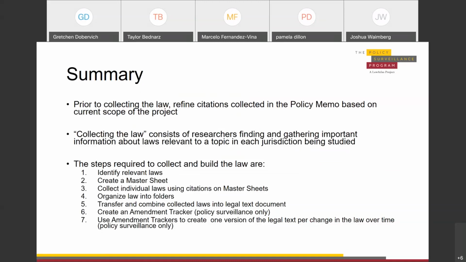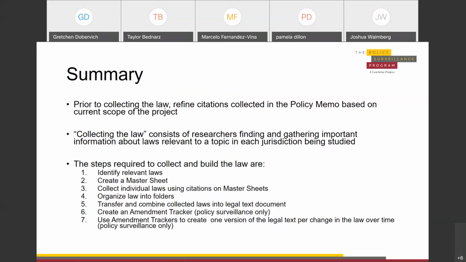Collecting the law itself consists of researchers finding and gathering important information about laws relative to a topic in each jurisdiction being studied. We do our collecting the law redundantly, which is an important aspect of our quality control and ensures that we've collected all of the relevant laws. That means 2 researchers will independently research a single jurisdiction and go through the steps required to collect and build the law individually, so that we can compare the results and find divergences.